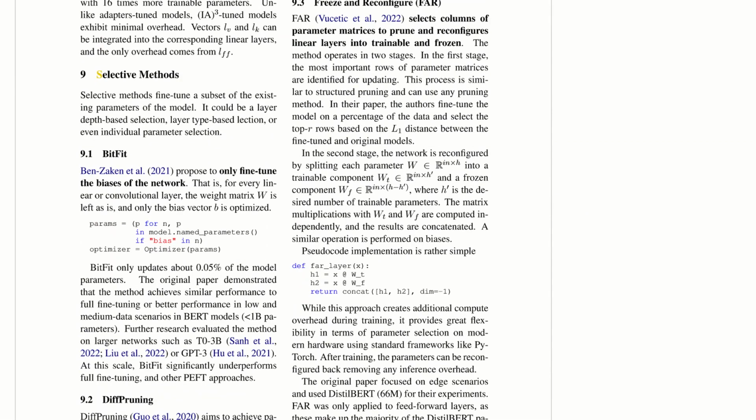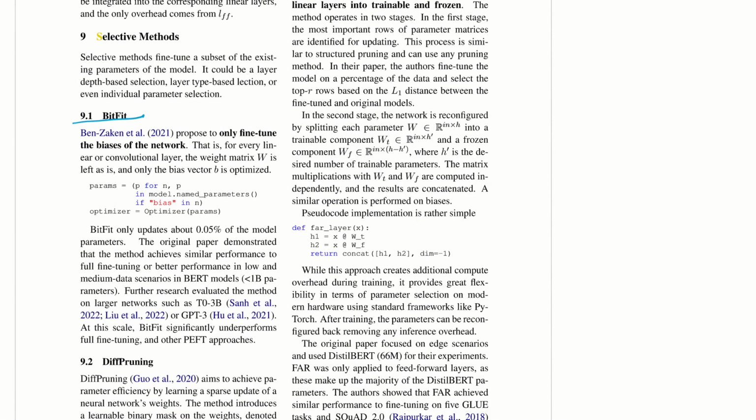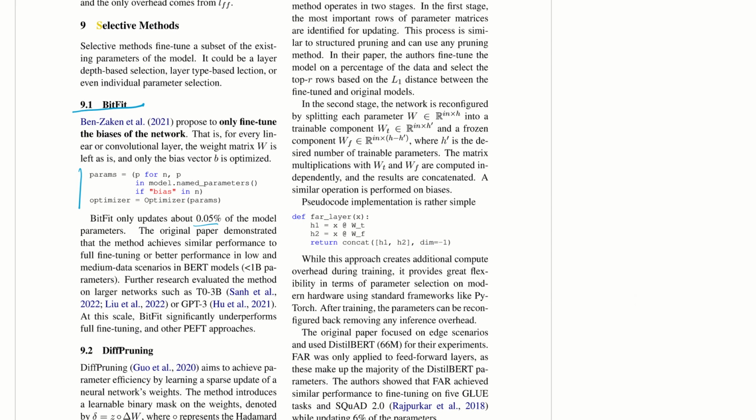Selective methods. Okay. I think I briefly mentioned BitFit before. Here you only tune the biases, and you freeze the rest of the network. This results in, I don't recall for which, I guess this was for BERT, training only half a percent of the model parameters, and it seems to do well.